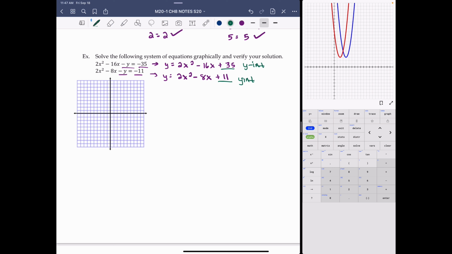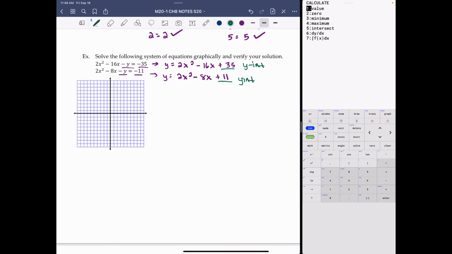So we know that our y-intercepts for these graphs are at 35 and 11, which is a little bit higher than what our grid shows. We only have a 10 by 10, so we might not have a great image of these two graphs, but we can plot the intersection point, and we can also find the vertex to help us to graph. So let's find the intersection point first.